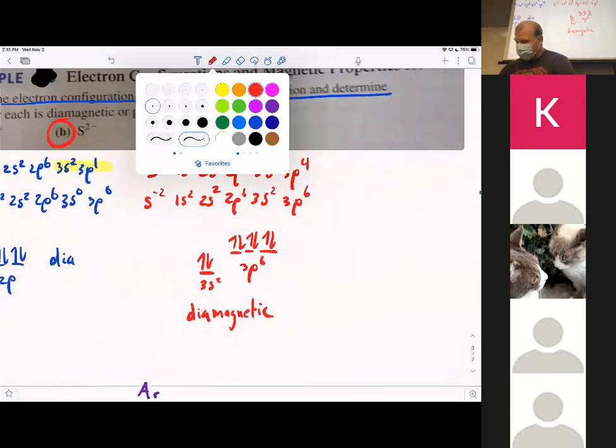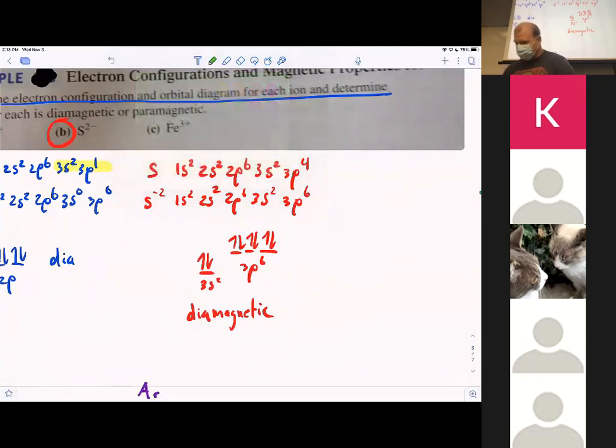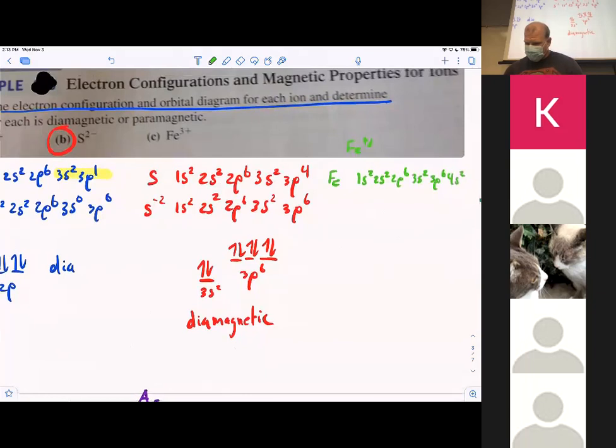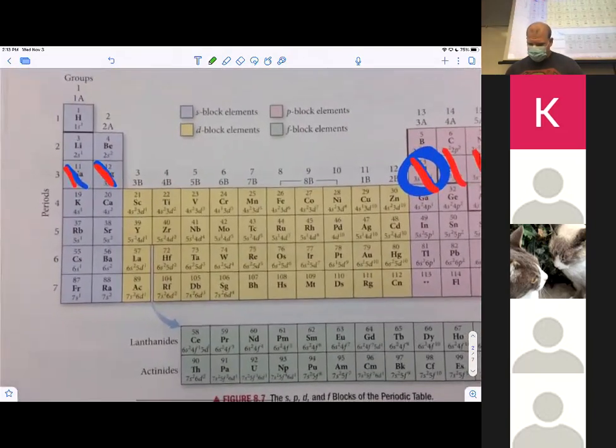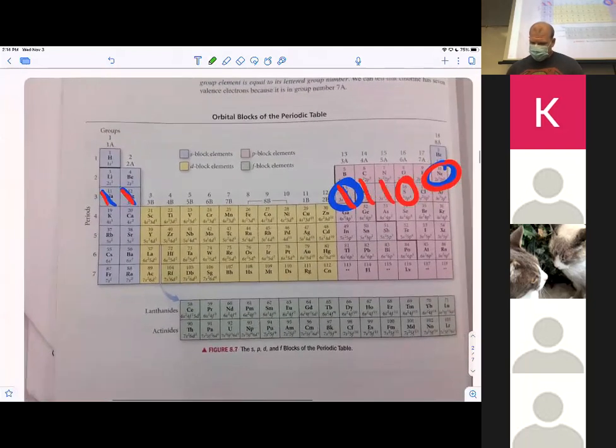All right, now we'll look at iron. What color should I use for iron? I should have used blue for iron because it looks blue in solution. Anyways, so iron plus three. Let's look at just plain old iron. It's going to be argon's configuration, 4s squared, 3d6, I think. Is that what iron is? Iron is right here. So it's going to be argon's configuration, 4s squared, 3d, 1, 2, 3, 4, 5, 6. Okay.